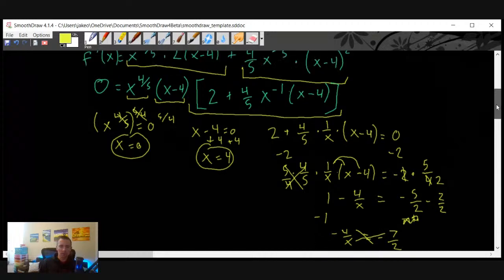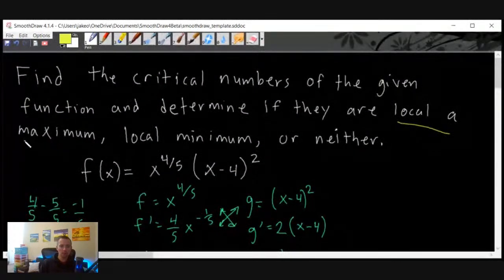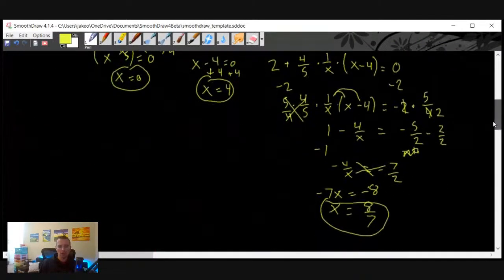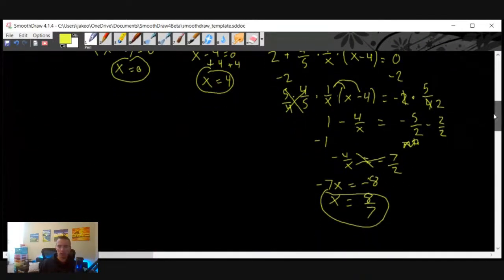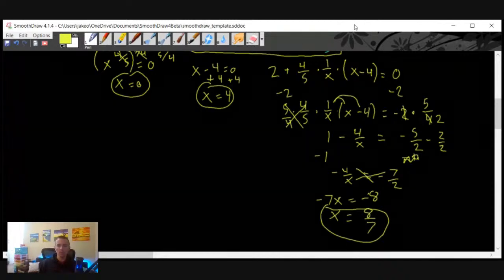So now what we need to do is figure out which ones are local maximums versus local minimums or neither. So to do that, there's 2 different ways we could do it. And it's really up to personal preference of which one you like to do. We could either do the first derivative test or the second derivative test.